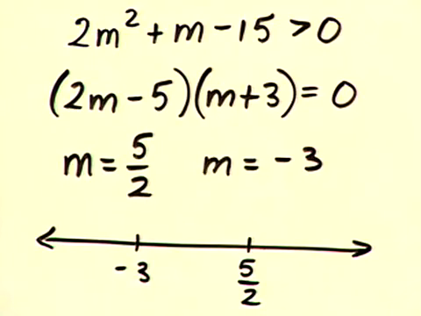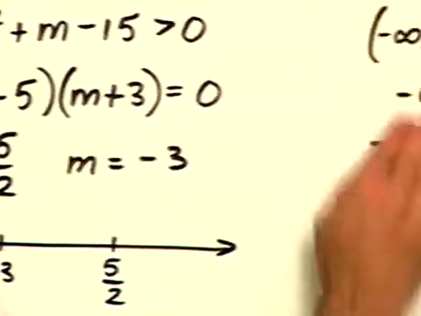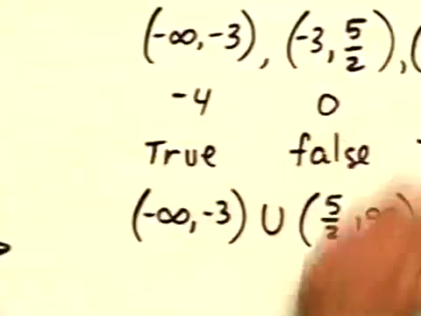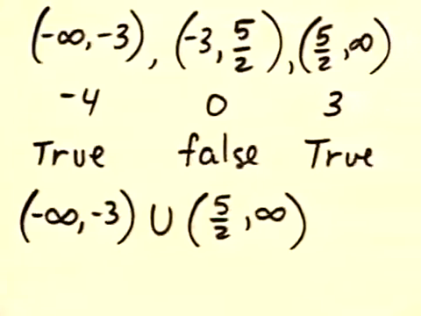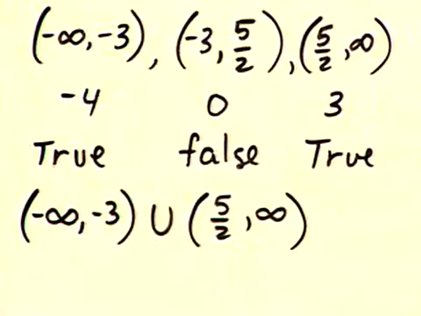By knowing this, we can divide the real number line into intervals from negative infinity to negative 3, from negative 3 to 5 halves, and from 5 halves to positive infinity. So our intervals over here on the board are shown using interval notation, and we will choose a test point within each interval and test those points within the original quadratic inequality.